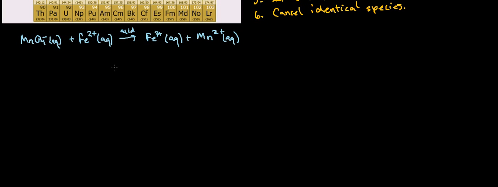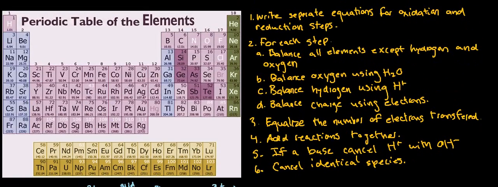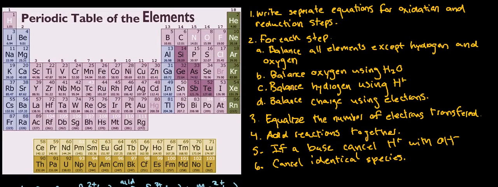So if it's about balancing more than just the elements, it's about balancing electrons as well, then how do I go about doing that? And that's where I follow this method. First, I'm going to write separate equations for the oxidation portion and the reduction portion. Then for each portion, I'm going to balance the elements except for hydrogen and oxygen. And this will be very easy to understand when I go through and actually do it for this reaction. But I'm just going to give a brief overview.